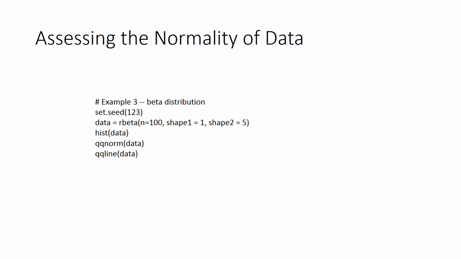Example 3 selects a random sample from a beta distribution. The only thing you need to know right now about a beta distribution is that beta is a family of probability distributions. The beta distribution has 2 so-called shape parameters. When you change the value of the shape parameters, the shape of the distribution changes. This example uses 1 and 5 as the 2 shape parameters.